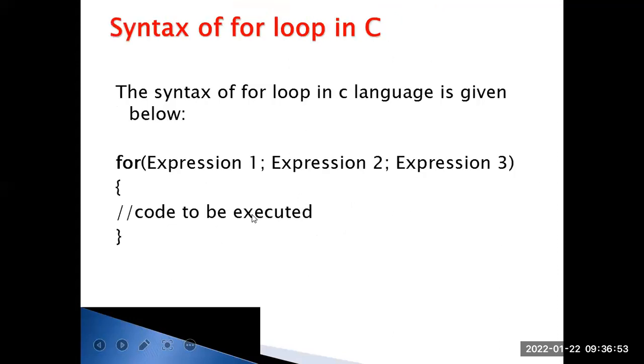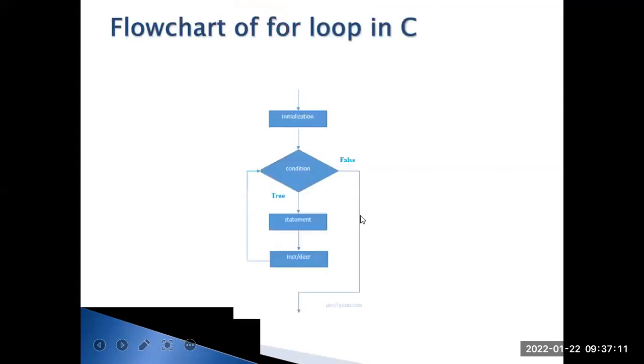The general syntax for the for loop is: for, open bracket, expression 1, semicolon, expression 2, semicolon, expression 3, close the bracket, and open braces, code to be executed, and close braces. This is the syntax for the for loop. And this is the for loop flow chart.